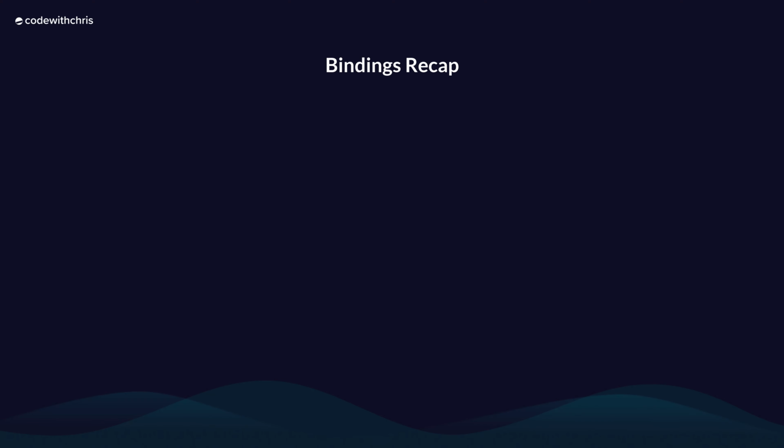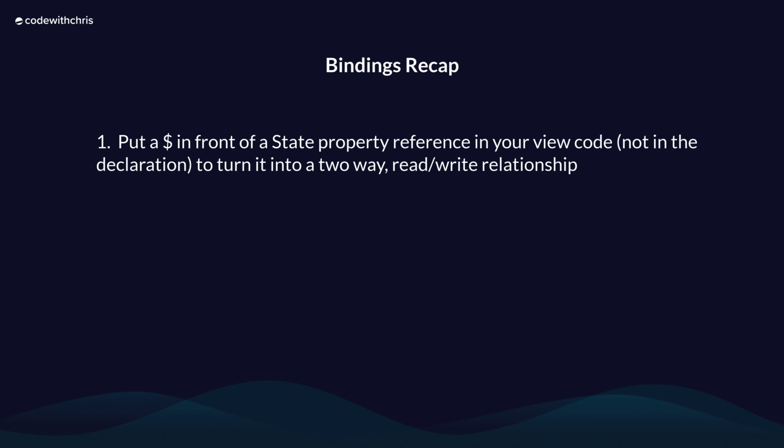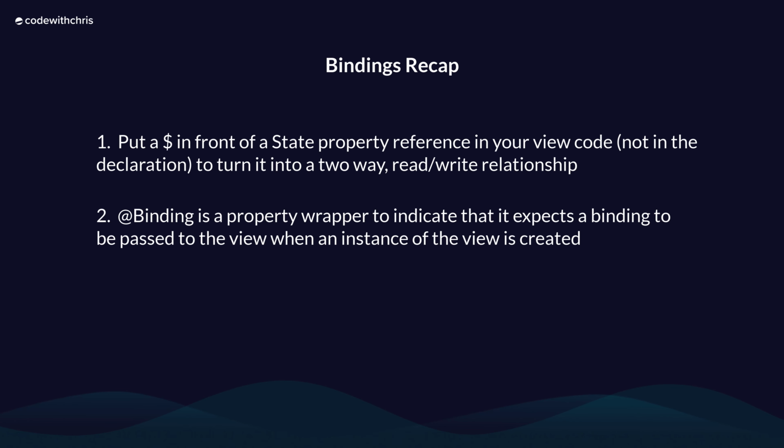So to recap, number one, you put a $ sign in front of a state property reference in your view code to turn it into a two-way read-write relationship. Number two, @Binding is a property wrapper to indicate that it expects a binding to be passed to the view when an instance of the view is created. And this lets a subview modify a state property that is not in that subview, that it's maybe in the parent view.